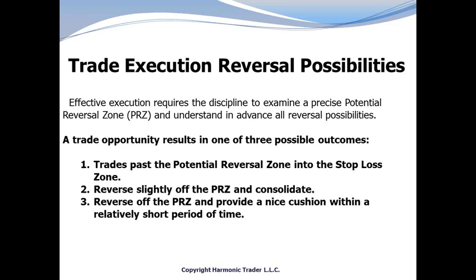Second possibility is that price action could reverse slightly off the potential reversal zone and then consolidate for some time. The third possibility is that price action could reverse off the potential reversal zone and provide a nice cushion within a relatively short period of time. These are the easiest situations, and we'll get more into that when we look at trade management. But for right now, for trade execution possibilities, these are essentially the three possible outcomes that we must assess.